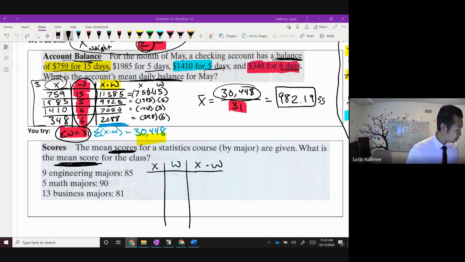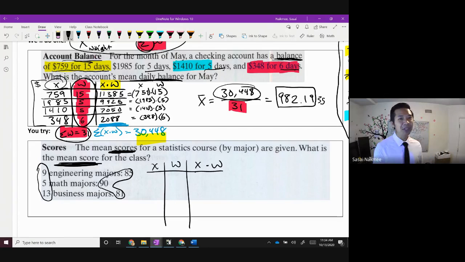Okay. Let's go ahead and take a look. It's been 2 minutes looking at your charts here. Beautifully done. Right? You understand, right? You have values here. You're going to have these values of 85, 90, and 81. And you're going to have these values of 9, 5, and 13. How do you know which one is your data value? And how do you know which one is your weights?